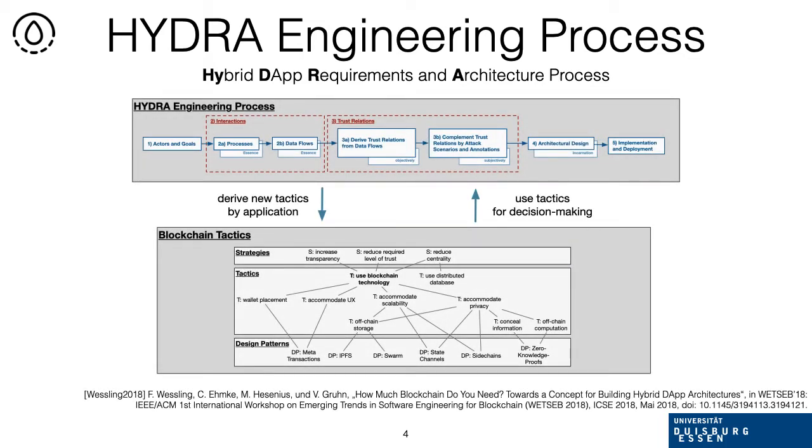So how do we build hybrid software architectures, achieving a good balance between centralized and decentralized elements? All our ideas are captured under the title Hydra Engineering Process and consist of two parts. It stands for Hybrid DApp Requirements and Architecture Process. So the two parts are, on the one hand, the Hydra engineering process itself, which captures a modified requirements and architectural engineering process, and it tells you about the collection of certain information and the focus on data flows, value flows, and trust relations between the actors in the system. And on the other hand, we have blockchain tactics, which are the focus of this paper.